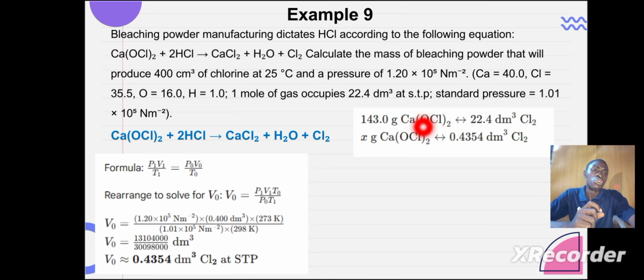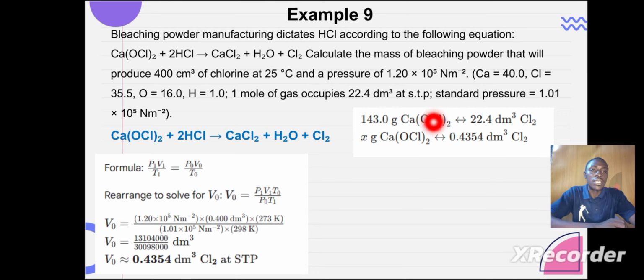Now, this is true when the reaction occurs at standard temperature and pressure. 1 mole of any gas would occupy a volume of 22.4 dm cube at standard temperature and standard pressure. This reaction, where the bleaching powder reacts with hydrogen chloride, is not at STP. It occurs at 25 degrees Celsius and at a pressure of 1.2 times 10 raised to the power 5 Newton per meter square. So you need to find the volume of chlorine at STP, given that the volume is 400 cm cube.